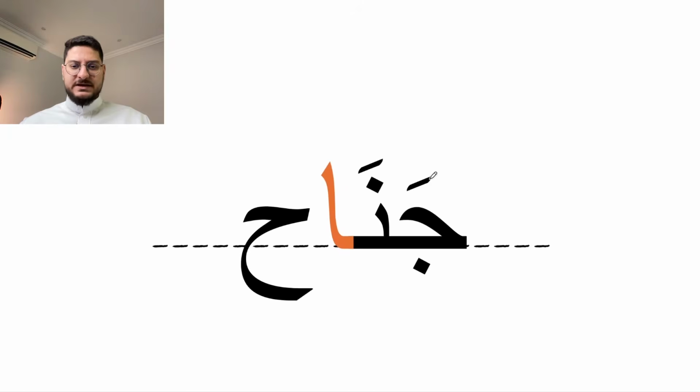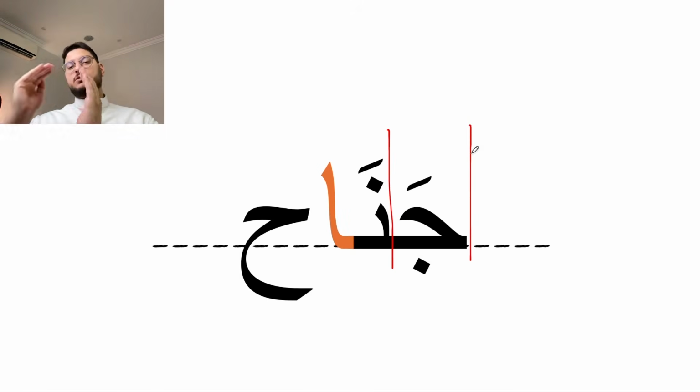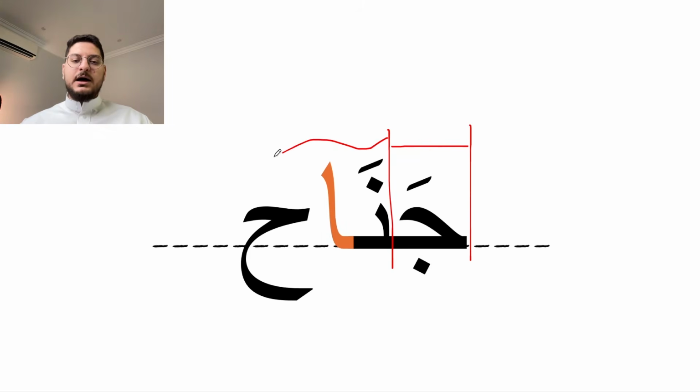Let's look at this one. I see a fatha here, so that will be the beginning of a syllable. I see another fatha there, that will be the beginning of another syllable. Now, we forget about the word and we read each syllable on its own. The first syllable is simply ja. The second syllable is nah, and the na is twice as long because of the alif. Nah, janah, janah is a sweet.